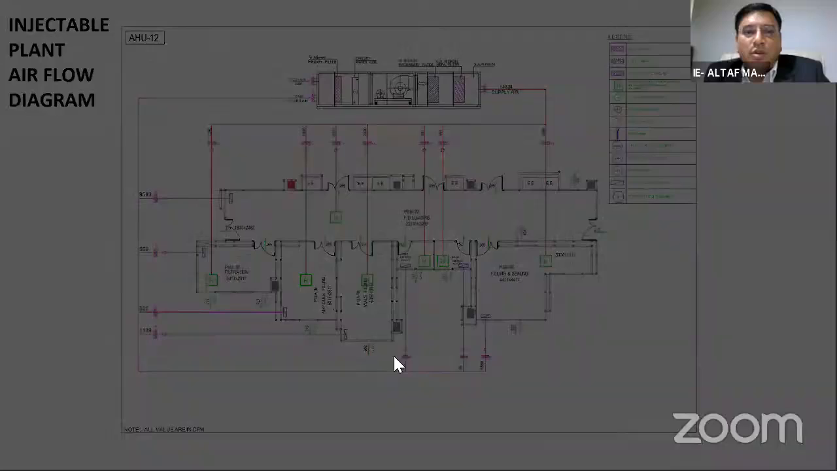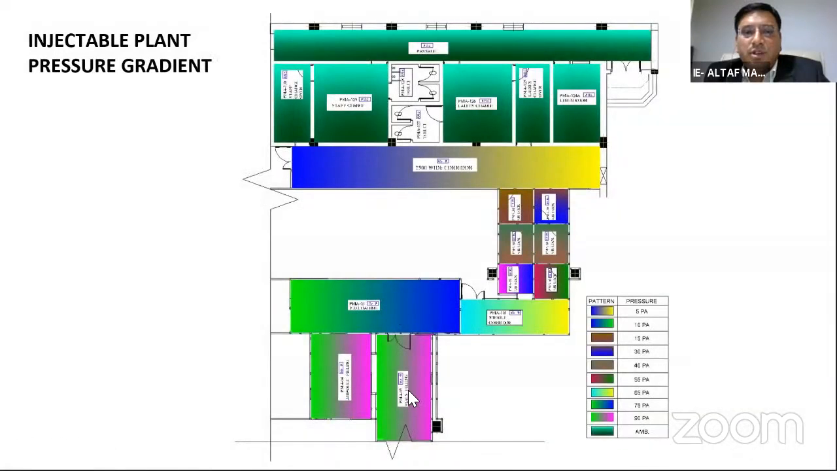From here, the air will go out. In case of OSD, it was reverse. The air was coming in. So in this case, air goes out like this and it goes out to the corridor.